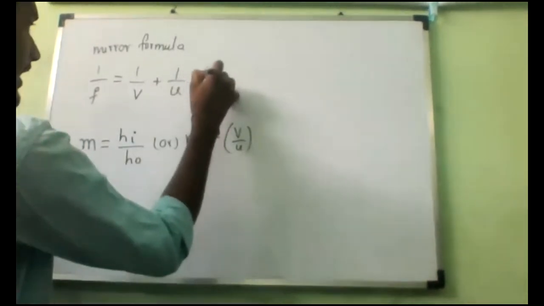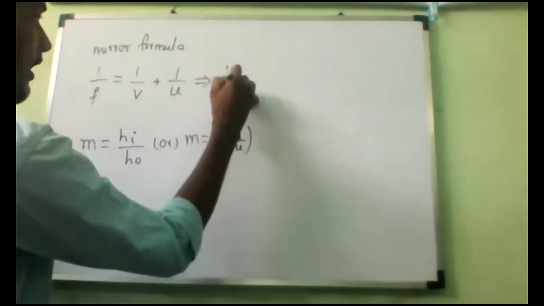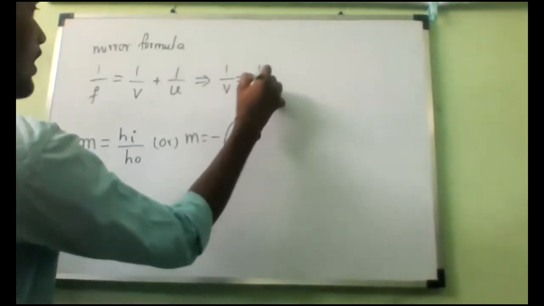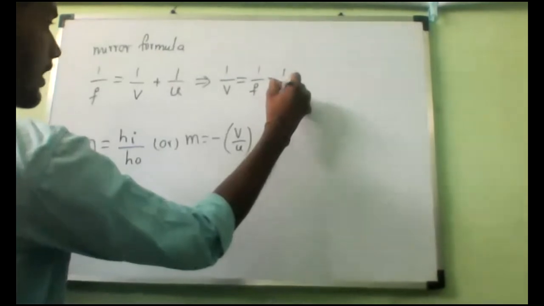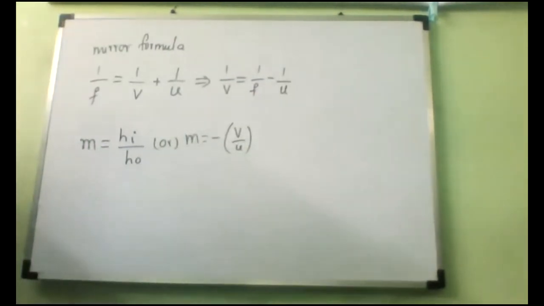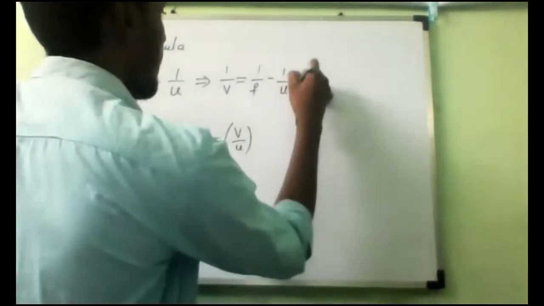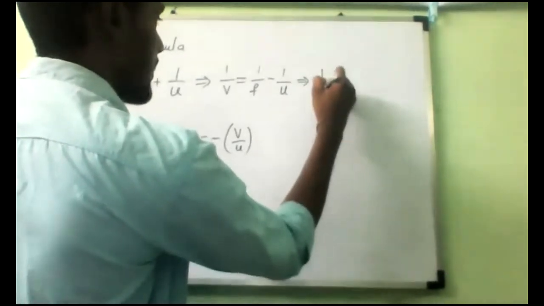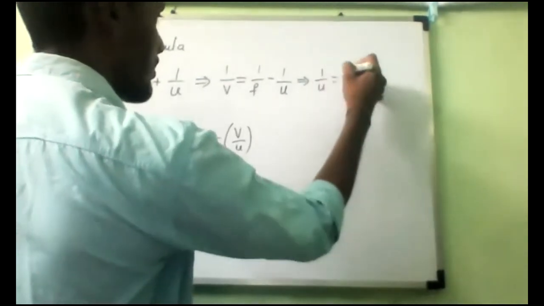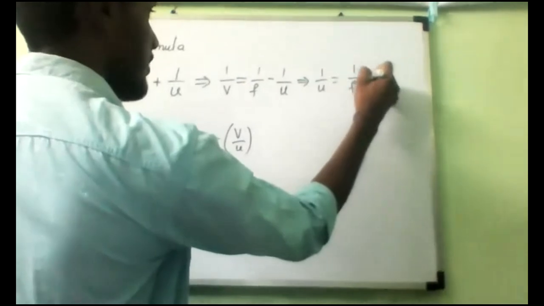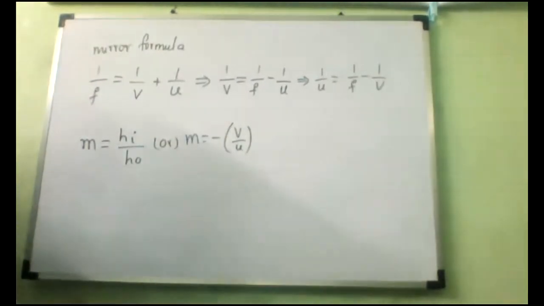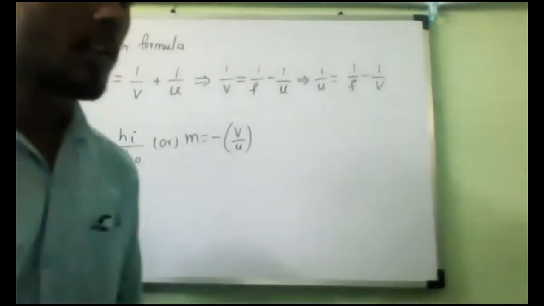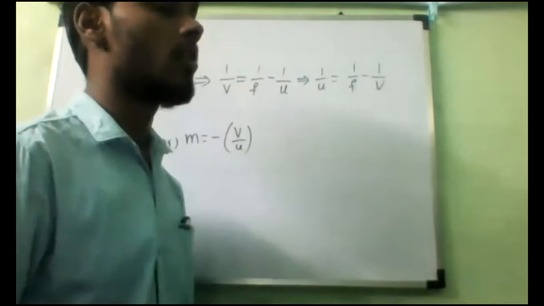From this I can write the image distance formula: 1 by image distance is equal to 1 by focal length minus 1 by object distance. As well as from this, the object distance formula: 1 by object distance is equal to 1 by focal length minus 1 by image distance. Is it yes or no?